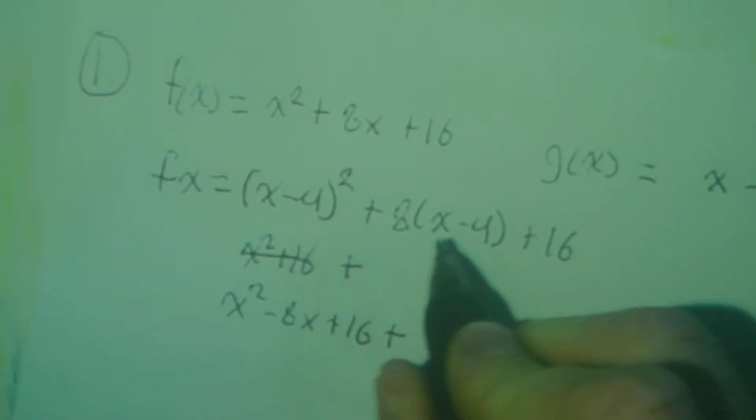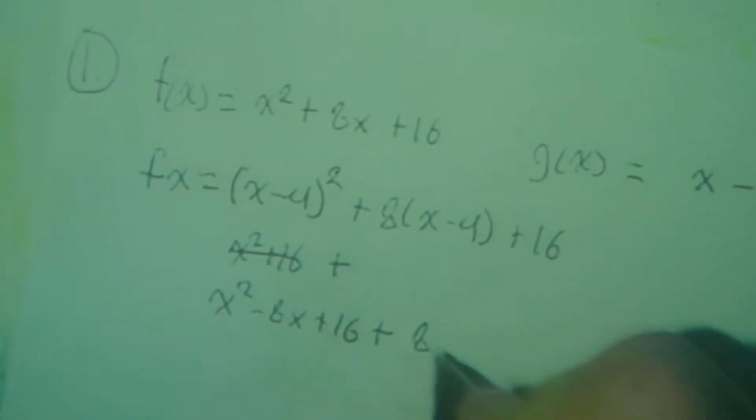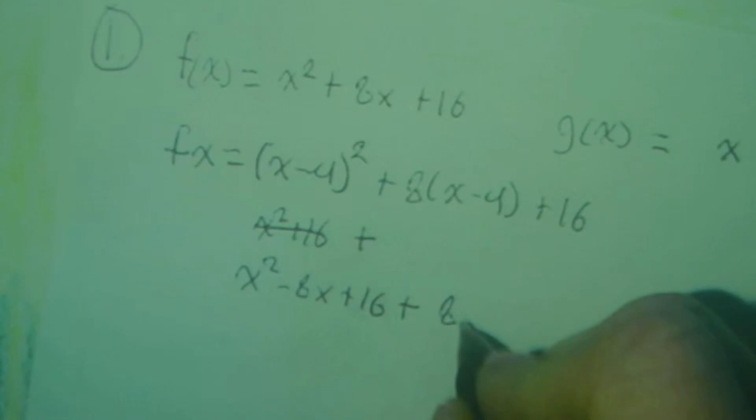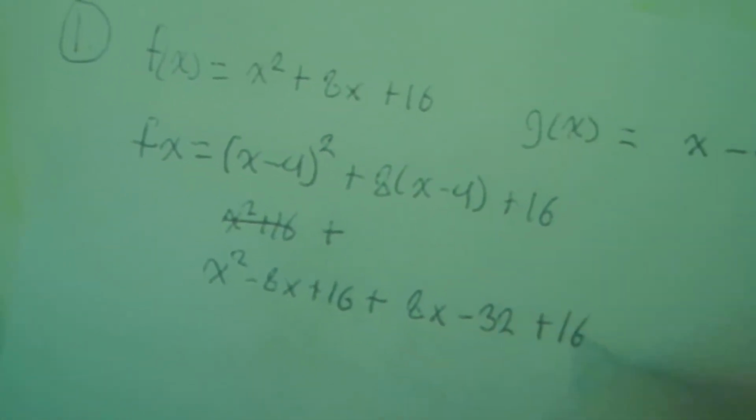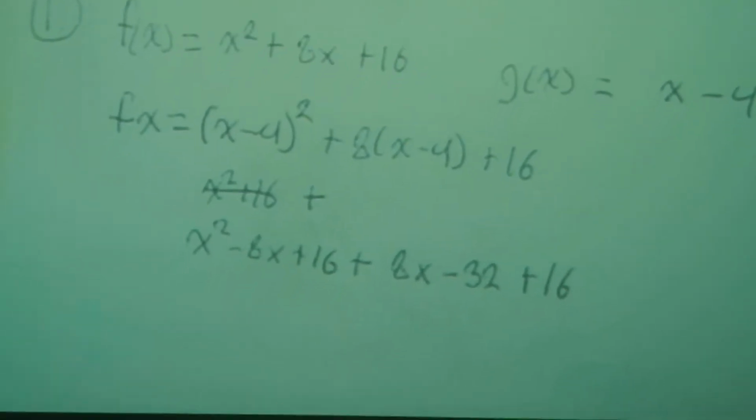All right. So here, basically, we just simplify. Multiply 8 times everything inside the parentheses. So we're going to get 8x minus 32 plus 16. Everybody see where we're at right now? Everybody good with that?